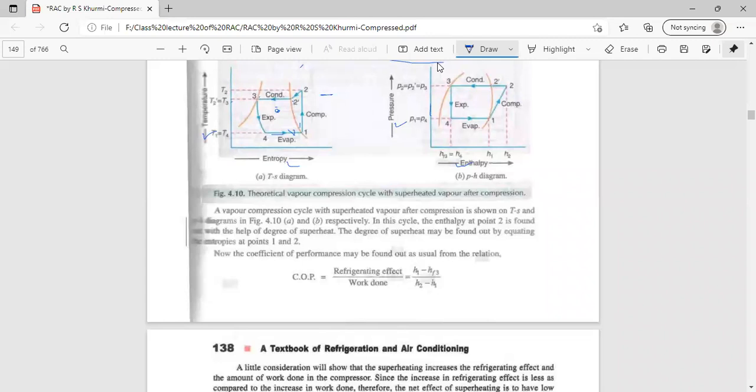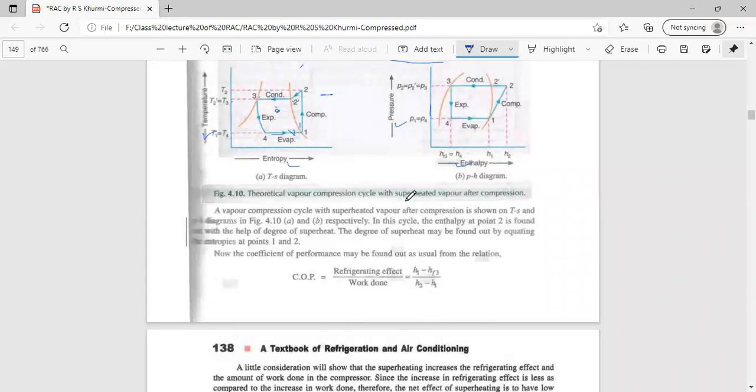So as a whole, in this type of superheating process, the refrigerant is totally evaporated in the evaporator and reaches the saturated vapor region at point 1, then it is superheated up to point 2. This process reduces the coefficient of performance to a certain extent. Although the evaporating effect is more, at the same time the work done is also more. That's why the COP is going to be comparatively less.